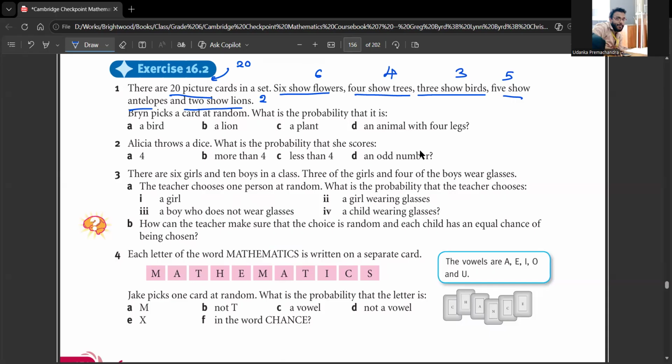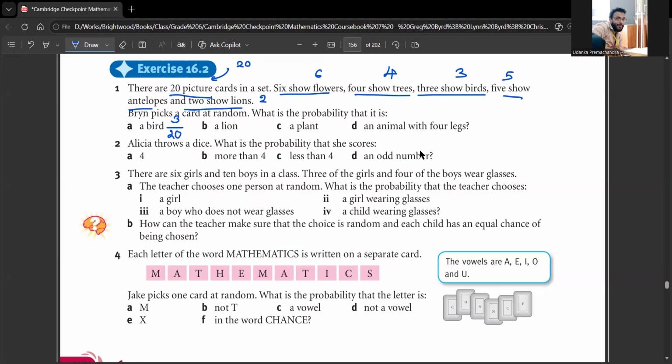What is the probability of a bird? Altogether, it's 20. How many birds are there? There are three. 3 out of 20. It's 3 out of 20.